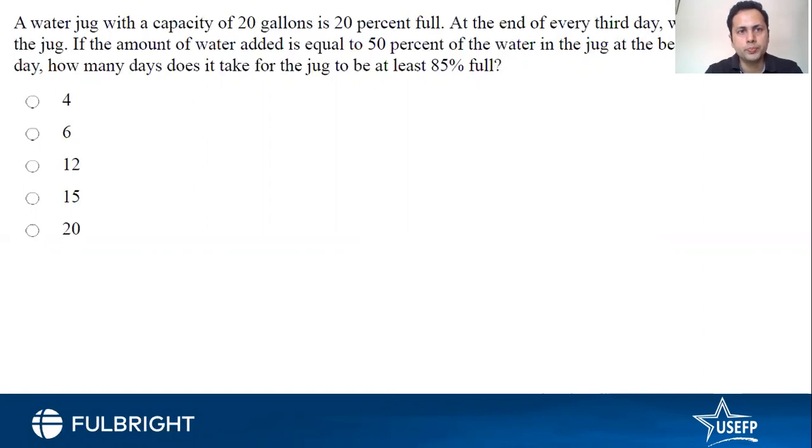Then another question. A water jug with a capacity of 20 gallons is 20% full. At the end of every third day, water is added to the jug. The amount of water added is 50% of the water in the jug at the beginning of that day. How many days does it take for the jug to be 85% full? So initially it is 20% full. How many days would it take to be 85% full? So solve it yourself.